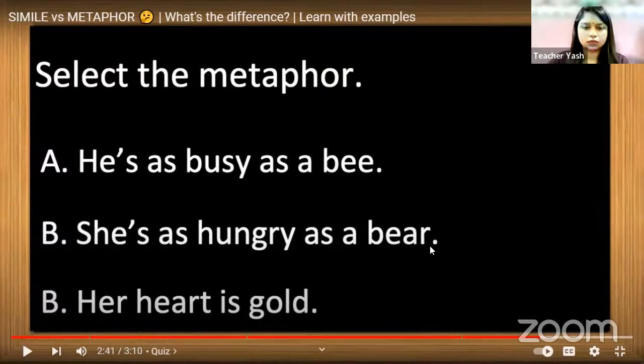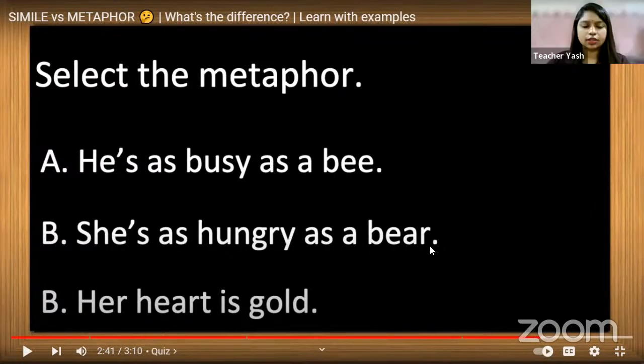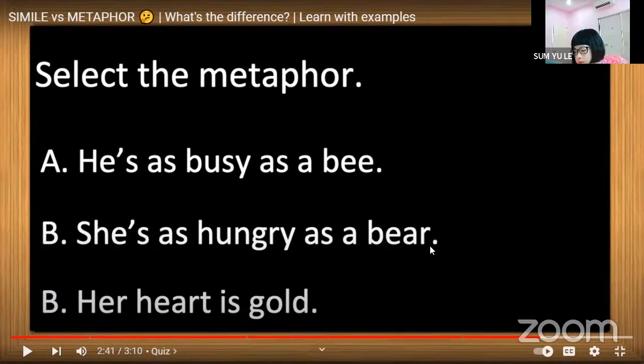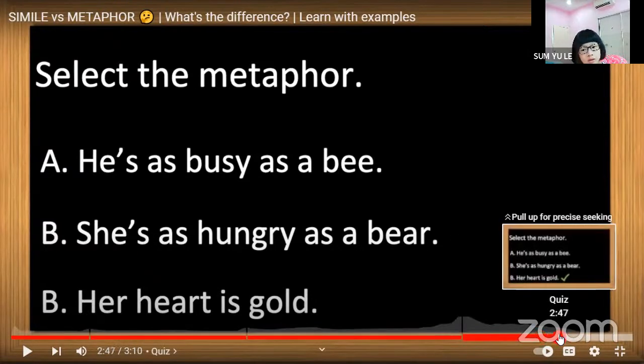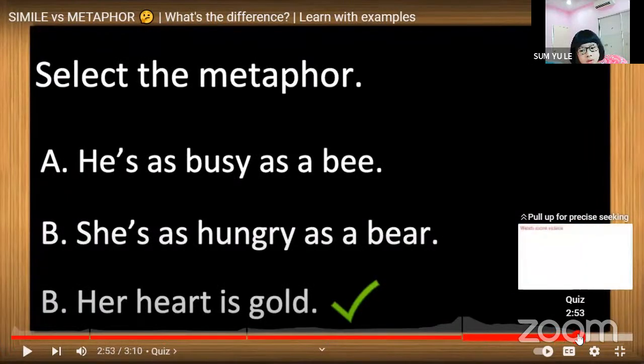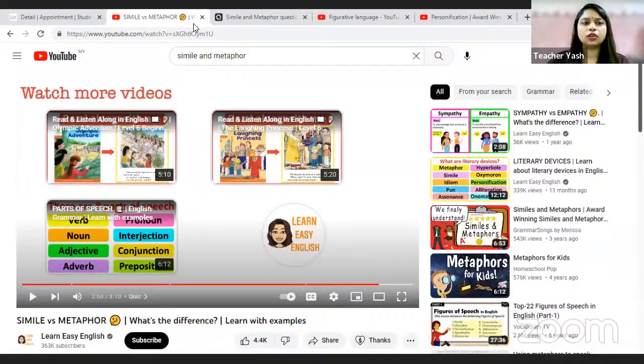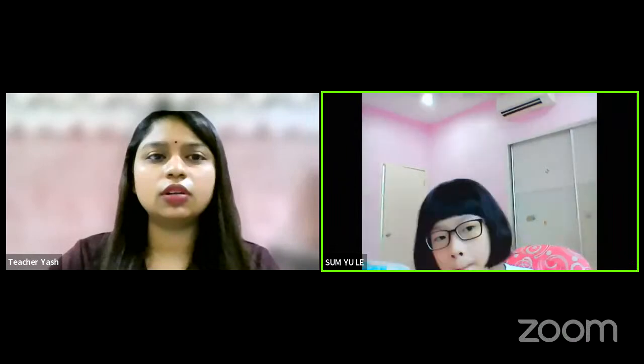Okay, select the metaphor. B. C. Okay, can you read? Your heart is gold. So A and B are similes. Okay. So do you understand what is simile and metaphor? Yeah. Okay.